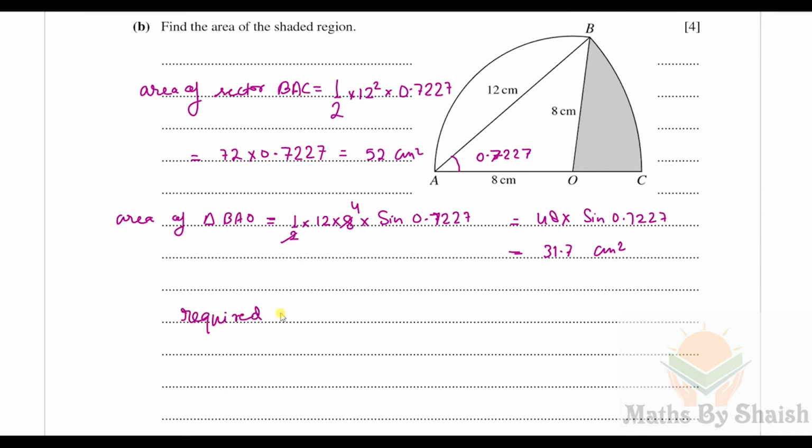And hence the required area, meaning the area of the shaded region, is going to be 52 minus 31.7. So 52 minus this is going to be 22.25. So to 3 significant figures it is going to be 22.3 centimeters squared. So that's the area of the shaded region. I hope it is clear. Let's do the next question.